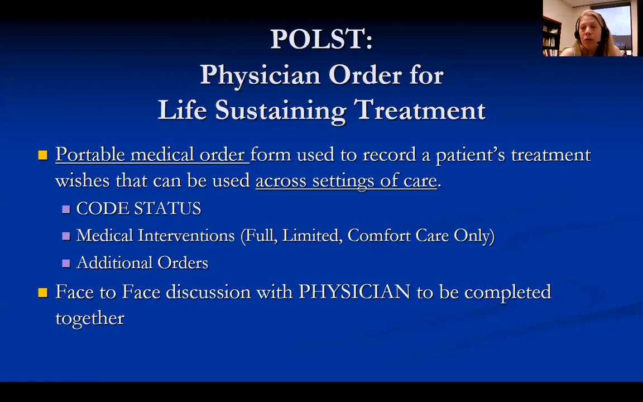So a POLST form has a code status order, and it goes on to have what the patient would want as far as medical interventions. Do they want full court press? Do they want limited medical interventions, or comfort care only at the end of life? And then there's a place for some additional orders. This form can only be filled out by a physician with an Arkansas license, an Arkansas POLST, and it has to be a face-to-face discussion, either with the patient or the surrogate if a patient does not have capacity. Has to be completed together. This is not a form that you hand the patient and say, bring this home and bring it back, like you can with an advance directive.